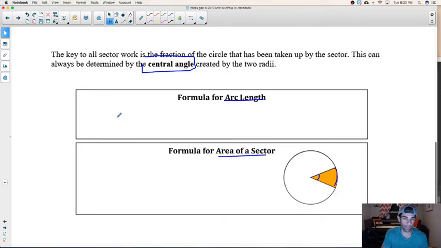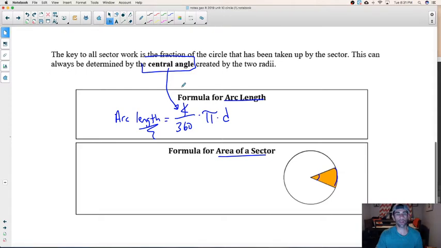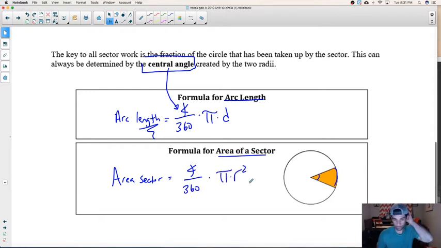So now the formula would be, we'll write here, arc length is equal to the angle divided by 360 times, now it's length, so you're just going to use the circumference formula, pi times diameter, or 2 pi r. Now the angle has to be the central angle. Okay, that's important. Area of a sector, same game. Area of the sector is the angle, which again has to be the central angle, times the area formula, which is pi r squared.